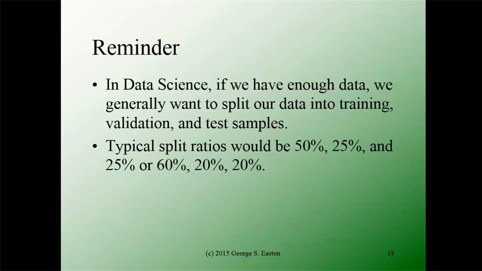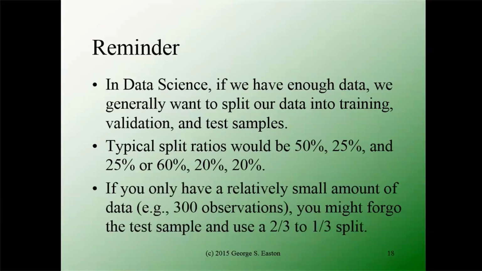Typical percentages for the various splits might be 50% for the training sample, 25% for the validation sample, and 25% for the test sample. Or you might split it 60% for the training, 20% for the validation, and 20% for the test. If you have a relatively small number of observations, for example, say 300, you might forego the test sample and just use a 2/3, 1/3 split. So 200 observations in the training sample and 100 in the validation sample.